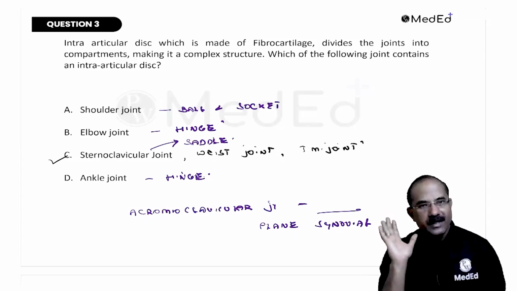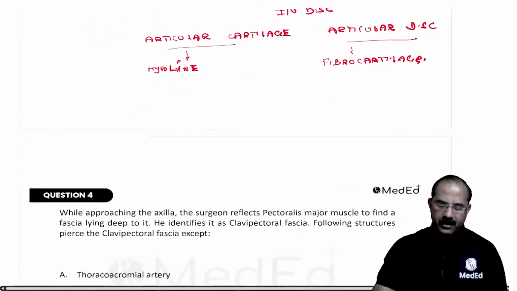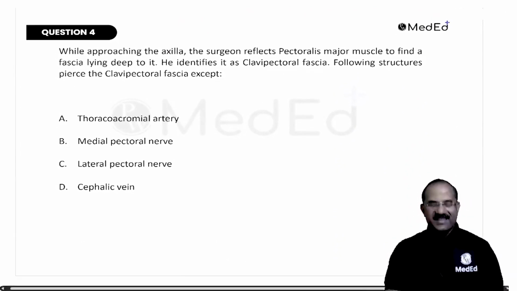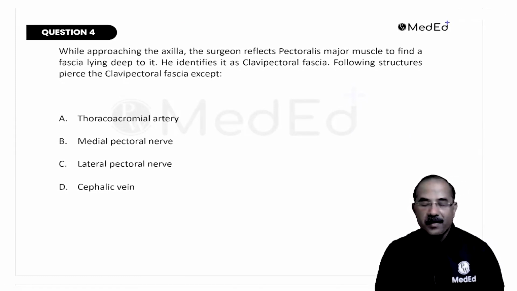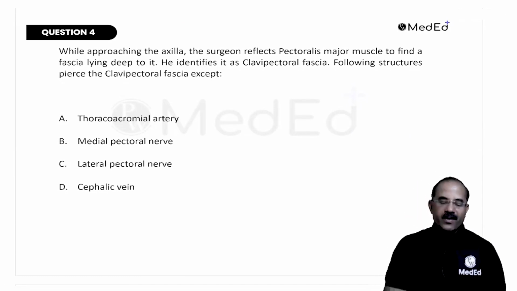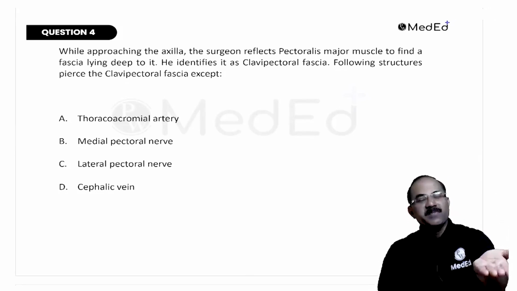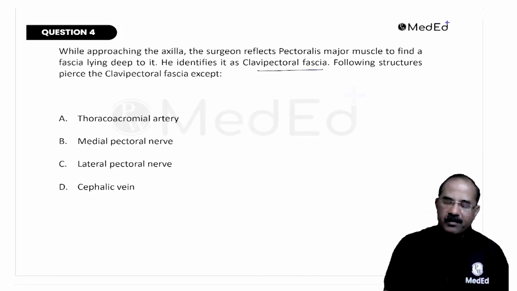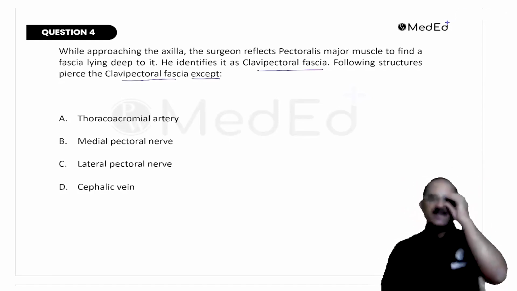I hope this is clear to all of you. Let us proceed. So what are the important things which are there? I've told you. Come on, students. Let us answer this MCQ. While approaching the axilla, the surgeon reflects the pectoralis major to find a fascia deep to it. The moment you reflect the pectoralis major, what is the fascia deep to it? That's the clavipectoral fascia. Following structures pierce the clavipectoral fascia except. Answer this question.